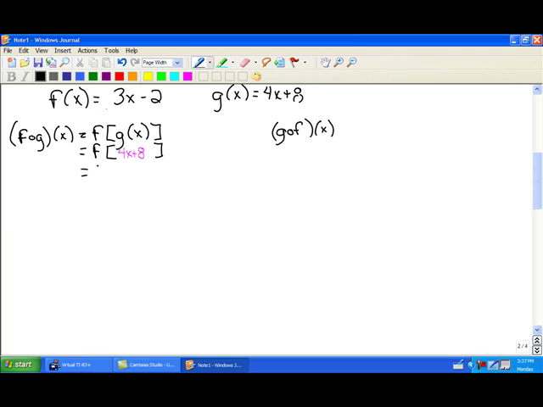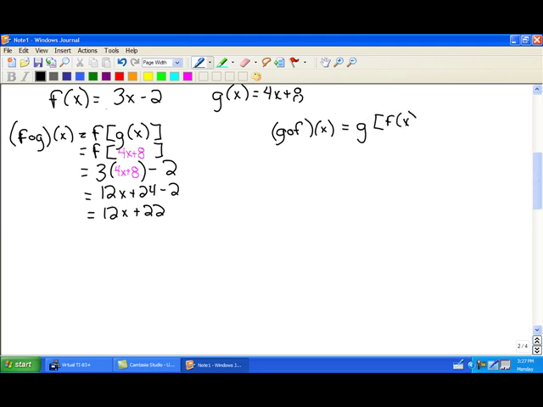Well, the f function tells us to take 3 times our x minus 2. Notice I didn't write the x, I used an open parentheses because I'm going to fill in that x with my new x of 4x plus 8. At this point, it's just a cleanup. We say 3 times 4x is 12x, 3 times 8 is a positive 24, minus 2, and combining like terms we get 12x plus 22.